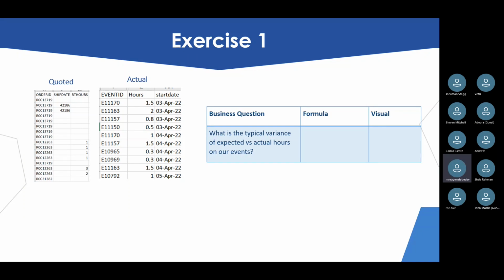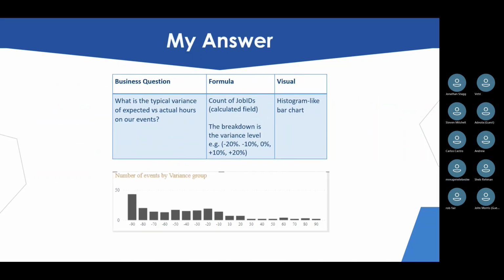Okay. So my answer to this company was creating a histogram-like chart. Let's say we are showing the distribution of how many events they have by variance group. This way they don't just get a single number, but they get the distribution within the data set. For example, here you can see that the negative distribution is a bit more prevalent than the positive distribution. So yeah, that was one of them.